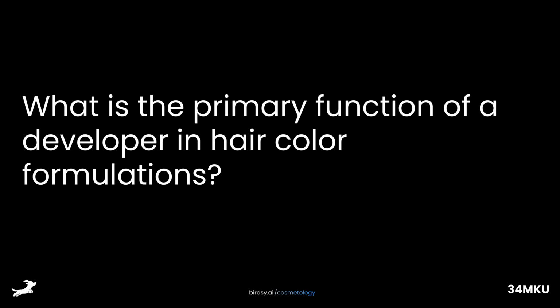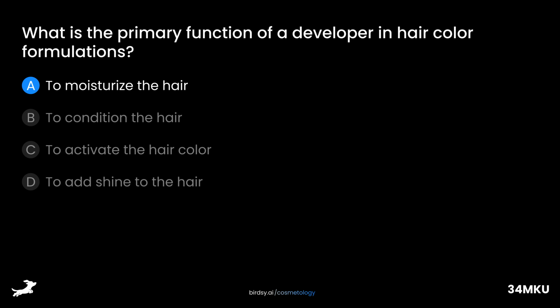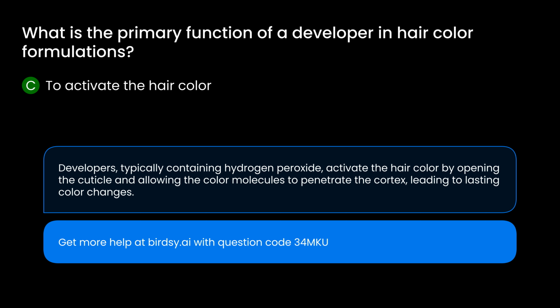What is the primary function of a developer in hair color formulations? Is it A, to moisturize the hair, B, to condition the hair, C, to activate the hair color, or D, to add shine to the hair? The answer is C, to activate the hair color. Developers, typically containing hydrogen peroxide, activate the hair color by opening the cuticle and allowing the color molecules to penetrate the cortex, leading to lasting color changes.